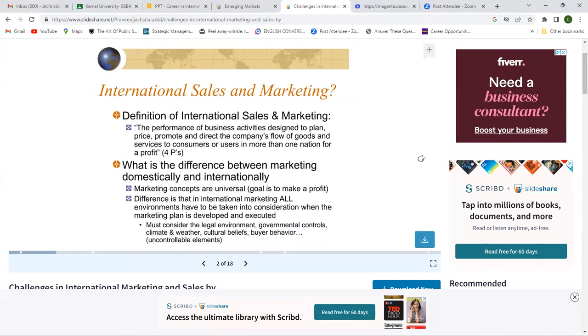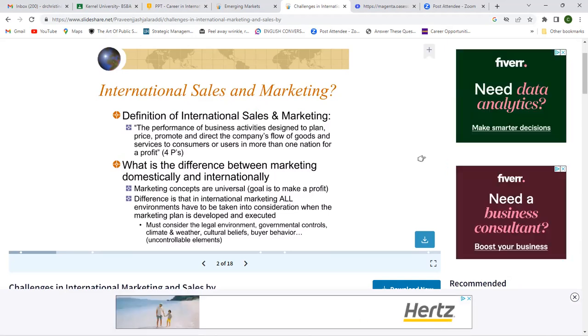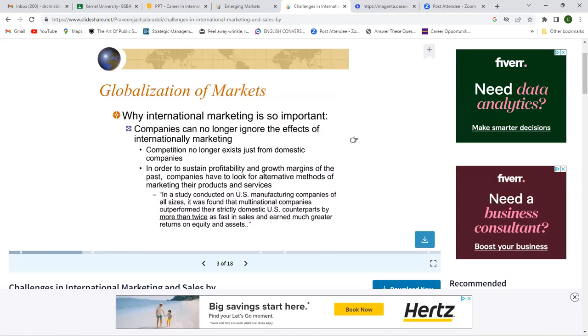What's the difference between marketing domestically and internationally? Marketing concepts are universal, the goal is to make a profit. Differences in international marketing: all have environments that are taken into consideration when the marketing plan is developed and executed. You must consider the legal environment, governmental controls, climate, weather, cultural beliefs, and buyer behavior. Uncontrollable elements, of course.